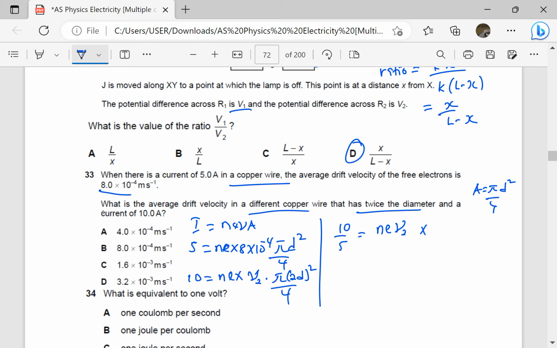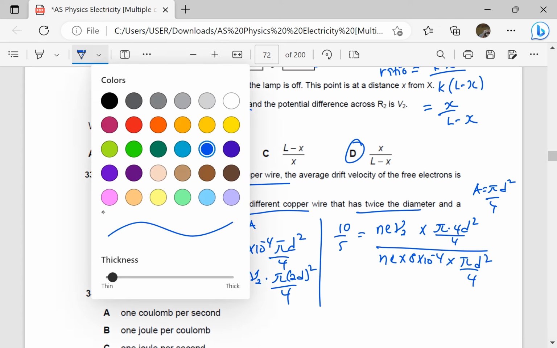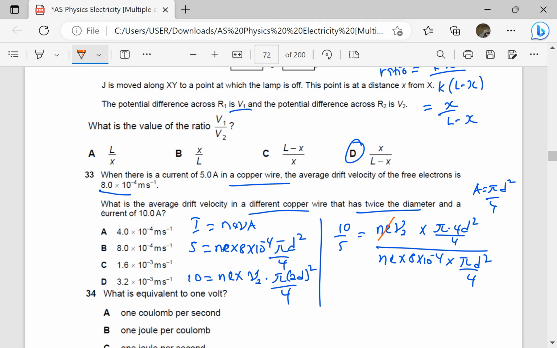times pi times 4 d squared. There's a 4 down there, divided by NE, the velocity was 8 times 10 power negative 4, times pi times d squared over 4. A mathematician does not do all this, but I do this for most of us who are not really interested in math. So pi cancels, 4 is cancelling, d squared is cancelling.